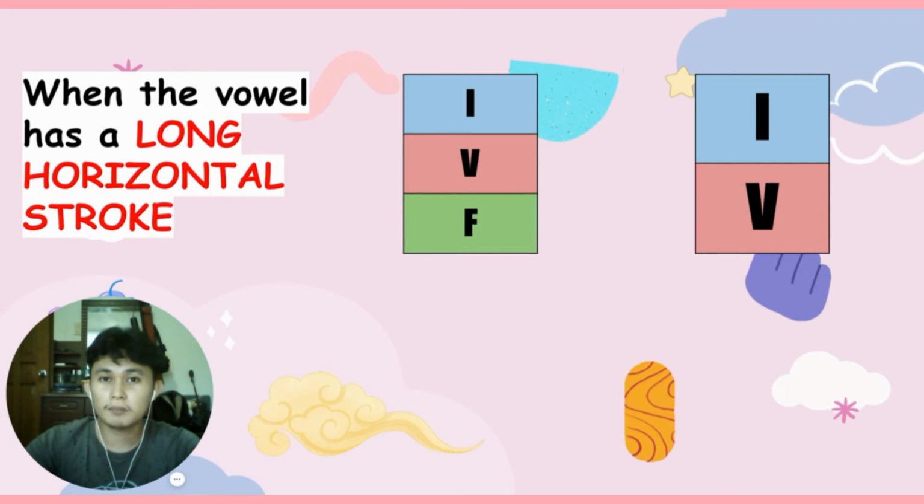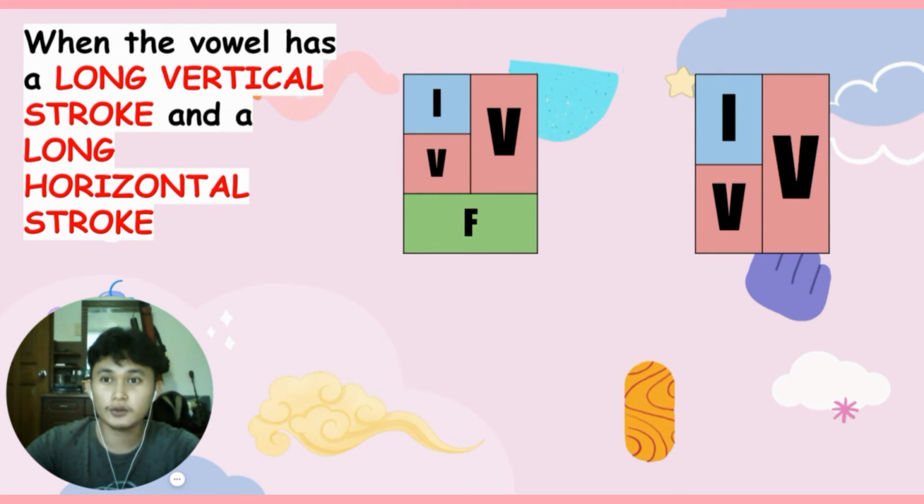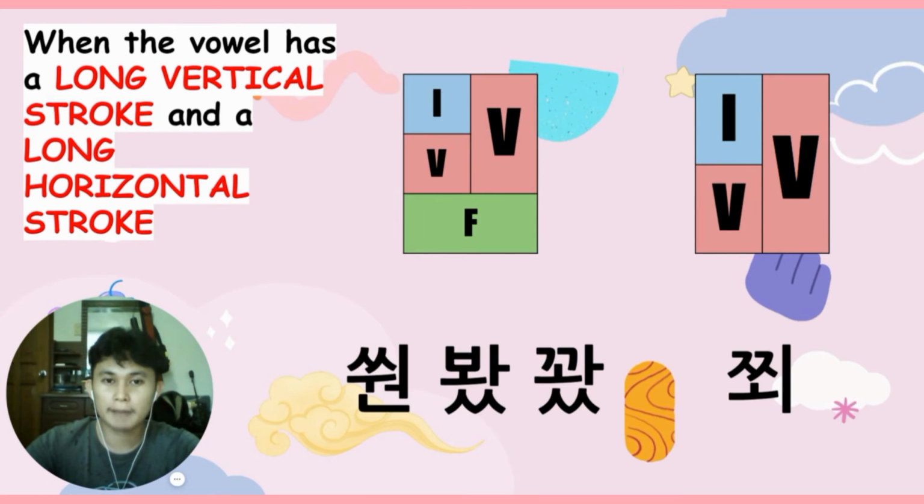For these syllable blocks that are used when the vowel has a long horizontal stroke, these are some of the examples when they have two consonants in either the initial consonant, the final consonant, or both. And for the syllable blocks that are used when the vowel has a long vertical stroke and a long horizontal stroke, these are some of the examples.